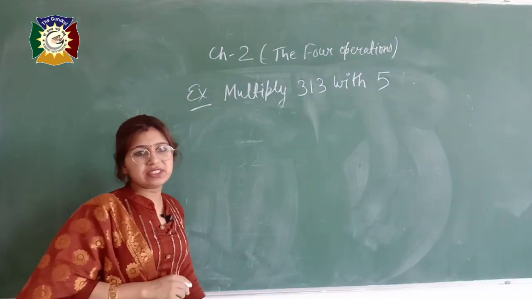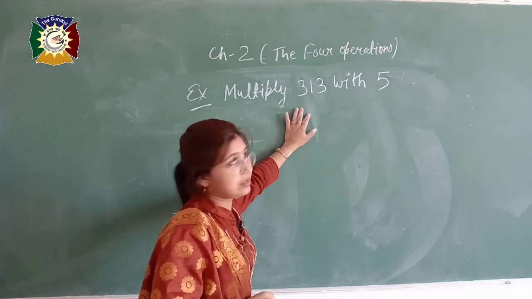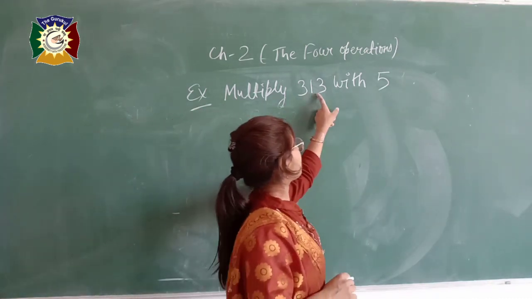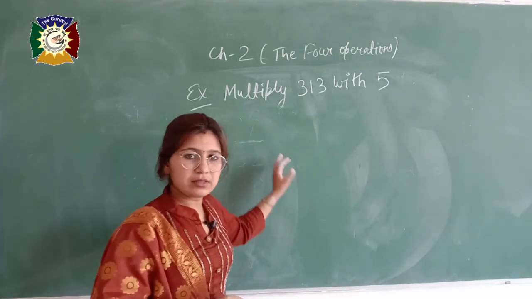Now we will do some examples on the basis of our third operation, that is our multiplication. See students, there is an example where you have to multiply 313 with 5. How will you solve this example? See with me.